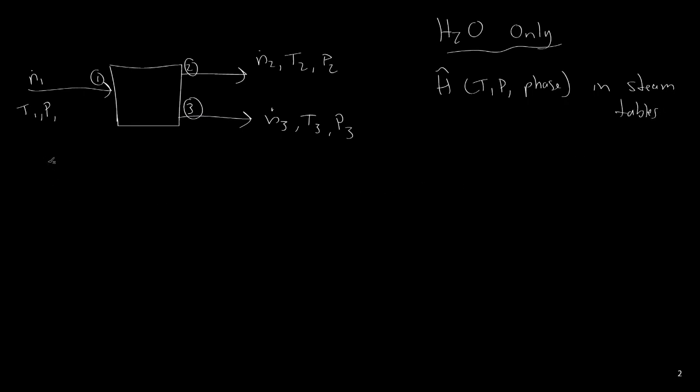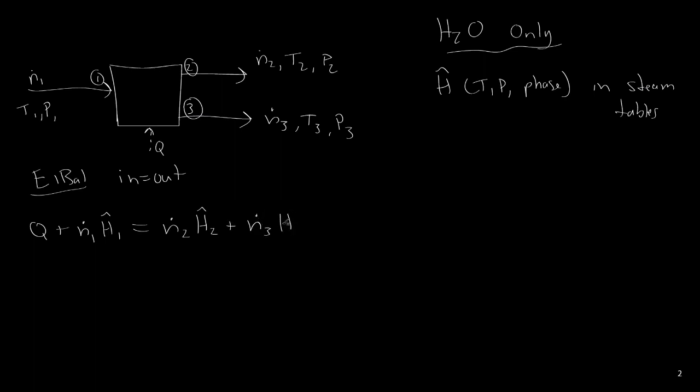If we were to apply the energy balance to this particular system here, we again have in equals out. In this case, it's slightly more complex because we have a number of different streams. We'll have still an energy stream going into there in the form of heat. Entering the system, we have Q. Also entering, we have the flow rate of stream 1 times its specific enthalpy. Leaving the system, we have the flow rate of stream 2 times its specific enthalpy, and the flow rate of stream 3 times its specific enthalpy.